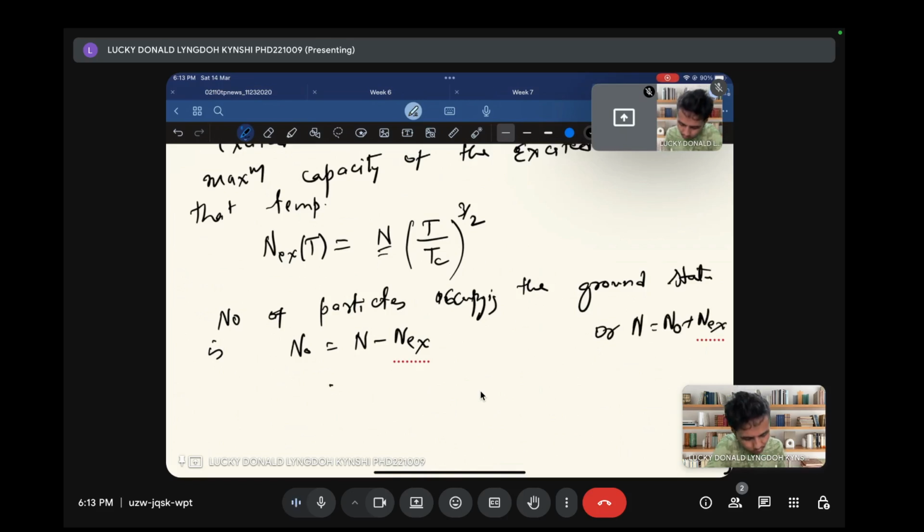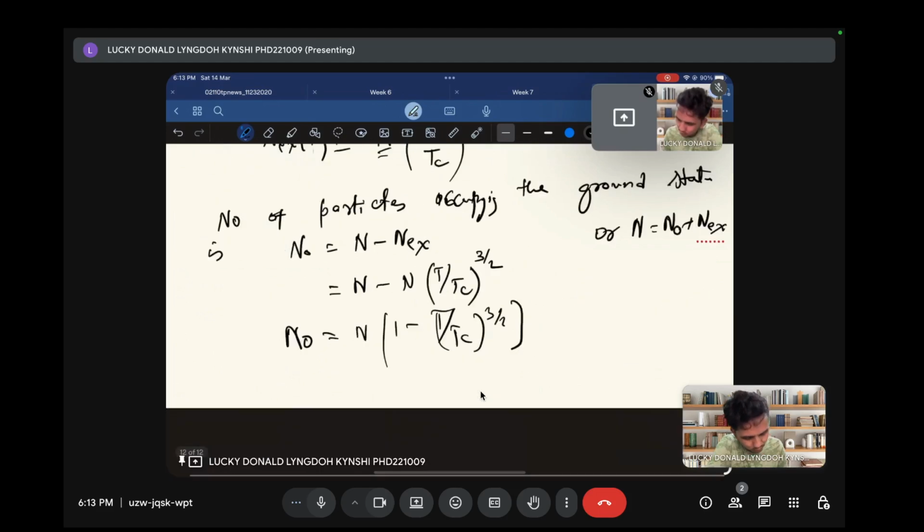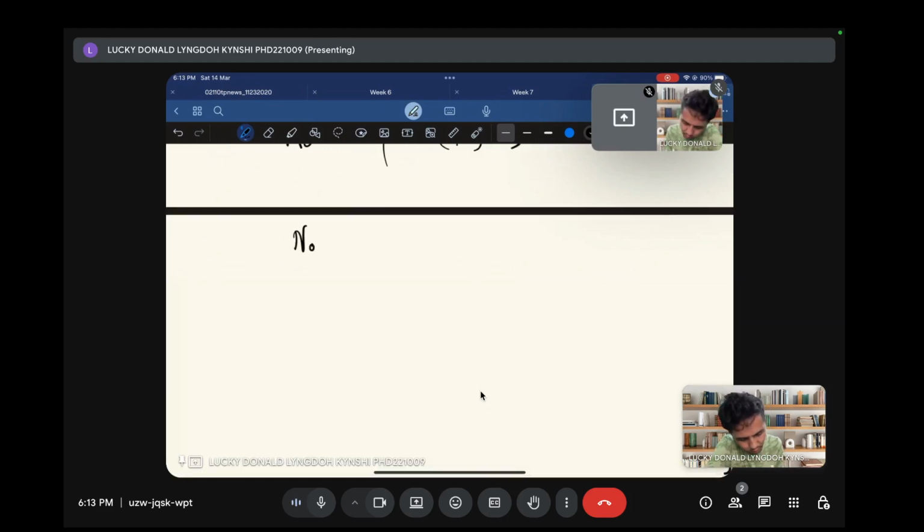So N naught in the ground state, we get N minus, we substitute here, N excited is equal to N (T by Tc) to the power 3 divided by 2. So you can take common N, you can write 1 minus (T by Tc) to the power 3 by 2. So N naught divided by N, right? N naught is proportional to T to the power 3 divided by 2.